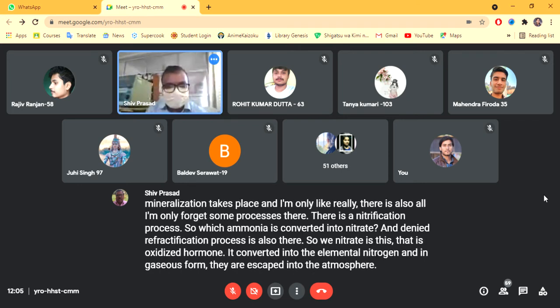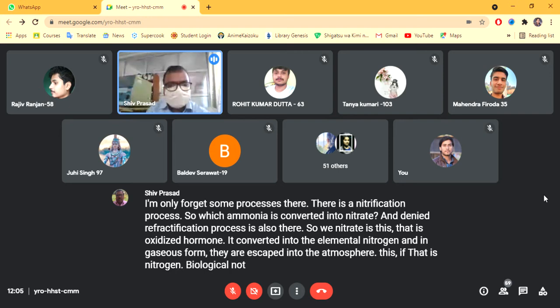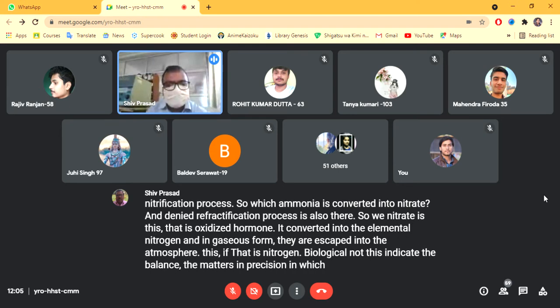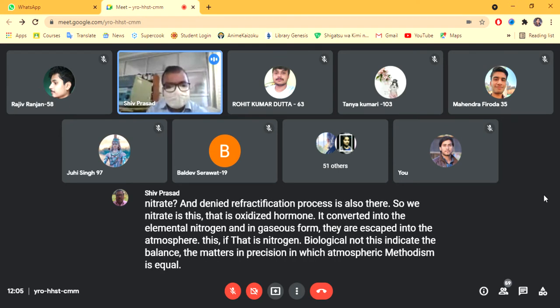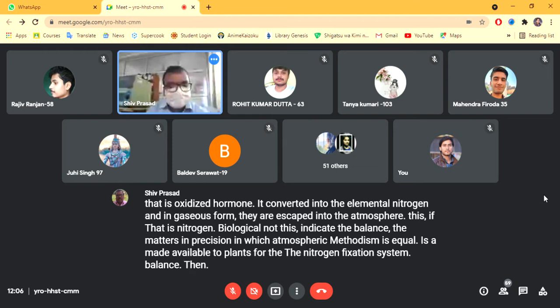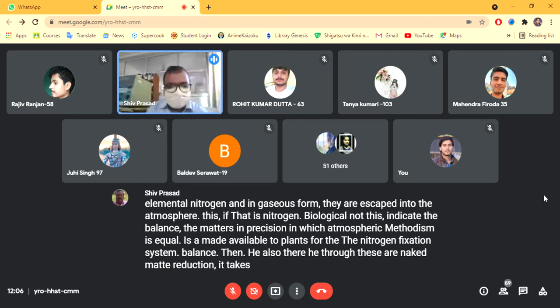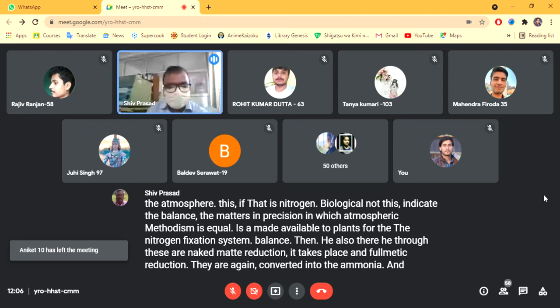And this F, that is nitrogen biological, indicates the biological nitrogen fixation, in which atmospheric nitrogen is made available to plants through the biological nitrogen fixation system. Then G is also there. Through G, nitrate reduction takes place, and through nitrate reduction they are again converted into ammonia.